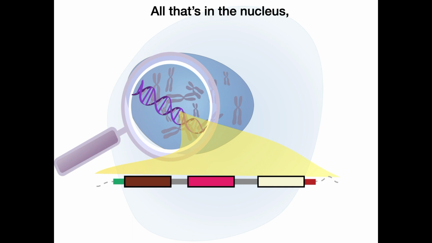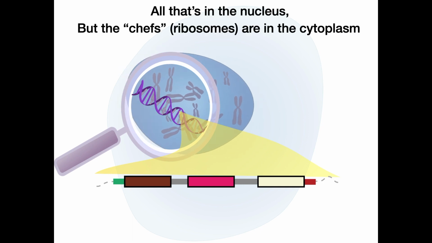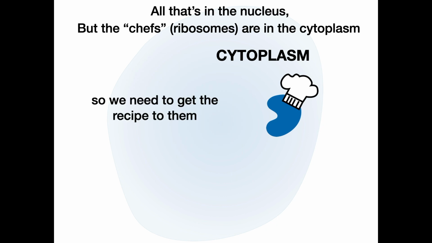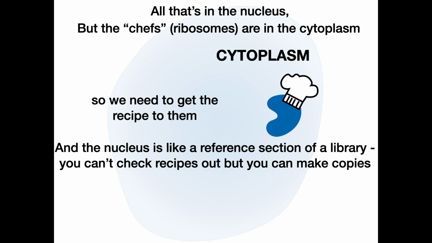So all of this is housed in the nucleus. Problem is, the protein makers, the ribosomes, are in the cytoplasm, which is basically the general cellular interior, so outside of the nucleus. So we need to get the recipe to them. The nucleus is like a reference section of the library. You can't check recipes out, but you can make copies.